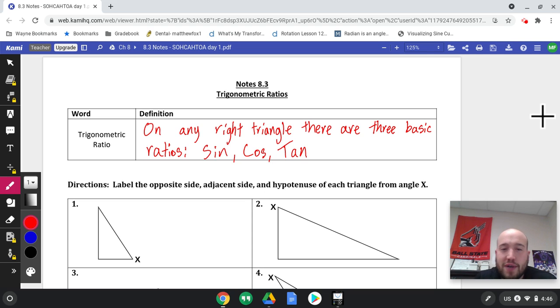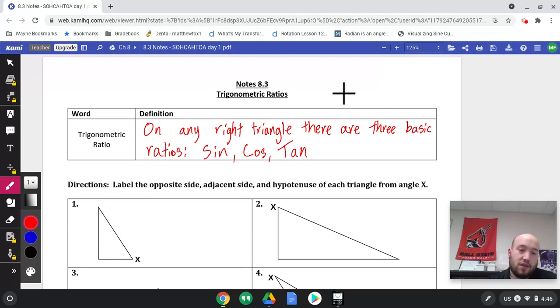Good morning and welcome back to another lesson. Today we're going to start talking about trigonometric ratios. Sine, cosine, and tangent are the three common ones that we will use in geometry. On any right triangle, there are these three basic ratios that exist. We will identify them in a little bit.